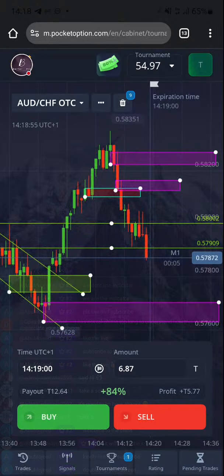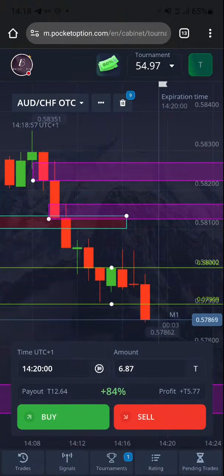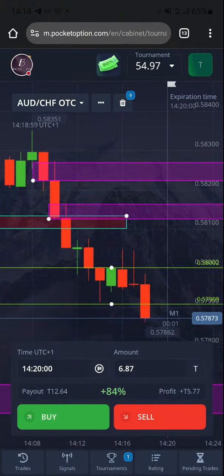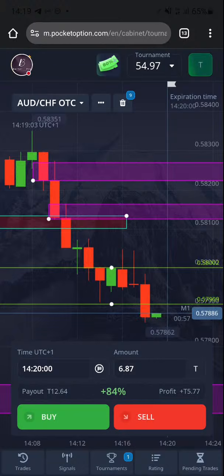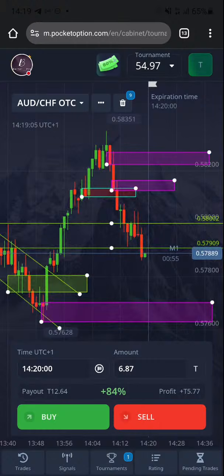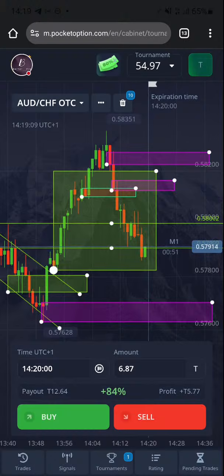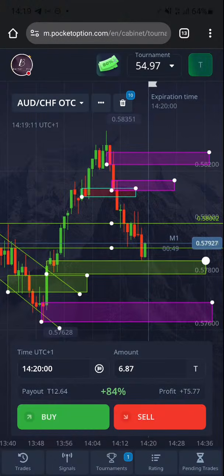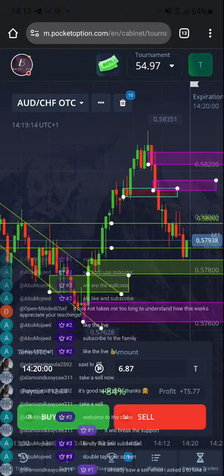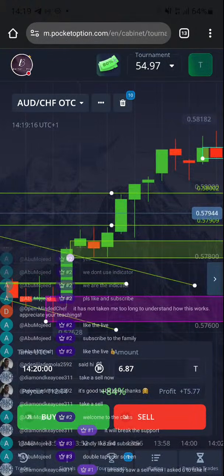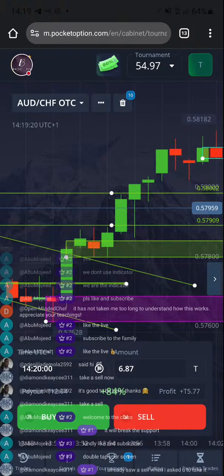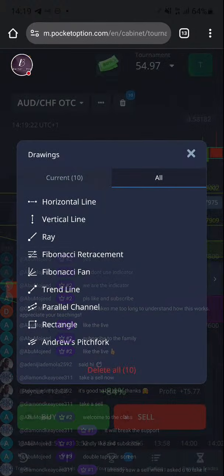Now we can go with the buyers, especially if we have a gap down. If we have a gap down here, no gap down, I'm not going with buyers, but I'm expecting buyers to come in, and I'll tell you why. You see, we have a demand area here. I already saw a sell.